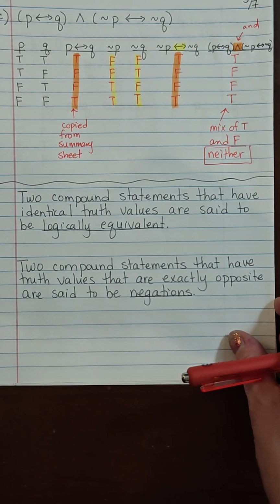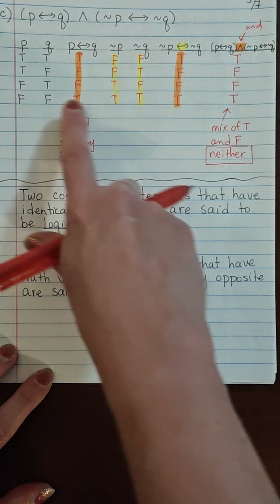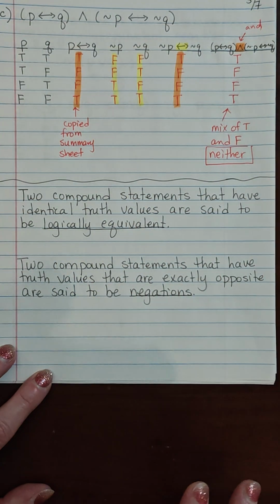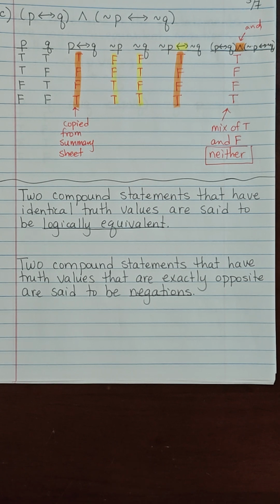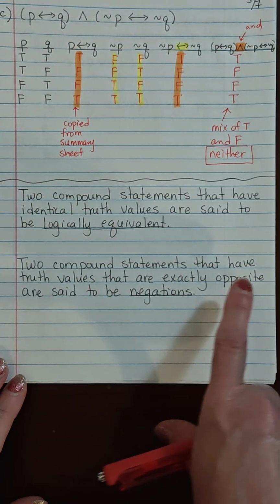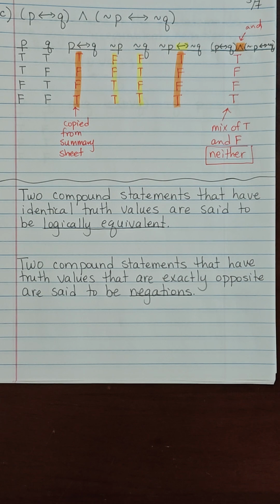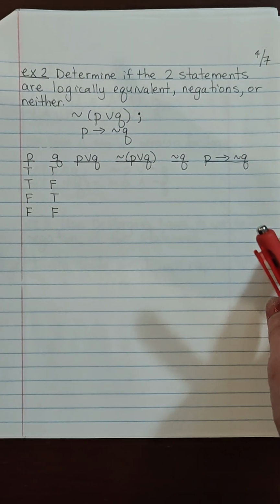Okay, next up, two compound statements that have identical truth values are said to be logically equivalent. So it means that in a big old truth table, if I've got two columns that have identical truth values, then those statements are logically equivalent. And we're saying this for compound statements here. Two compound statements that have truth values that are exactly opposite are said to be negations. So let's see how that's going to play out.